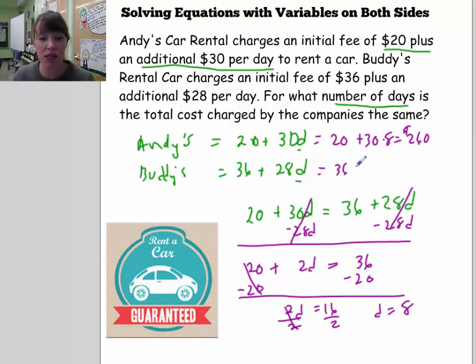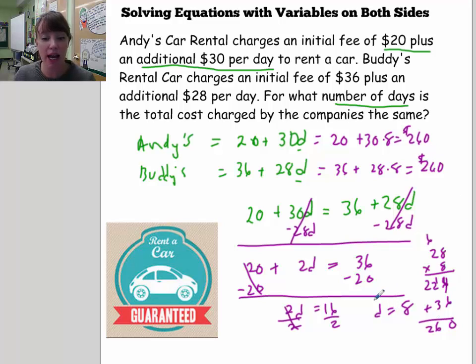Here would be 36 plus 28 times 8. Well, 28 times 8 is 64 here, and 160 makes it 224. So it would be 224 plus 36. Let's add those on top here, and that would also get me 260. So the answer here is, at 8 days, both Andy's charge and Buddy's charge is $260.